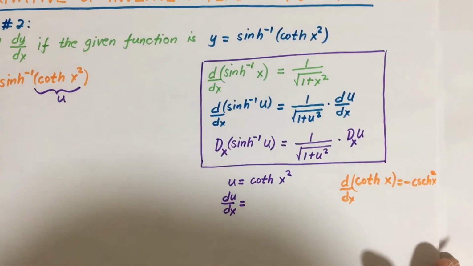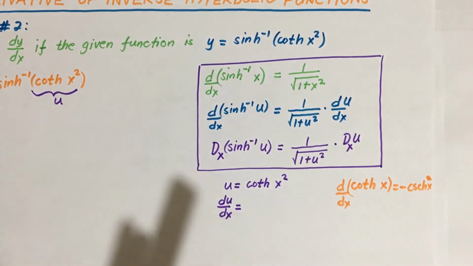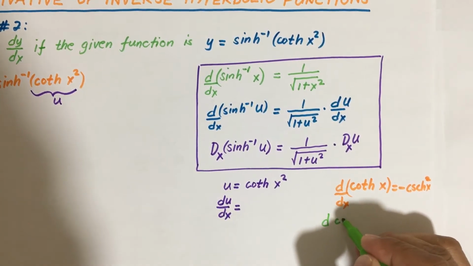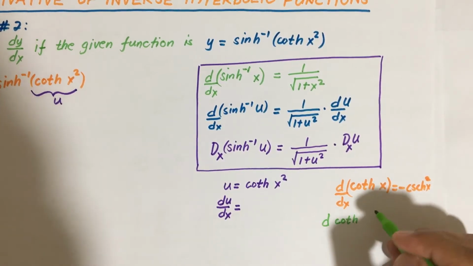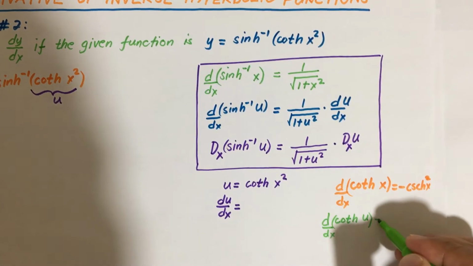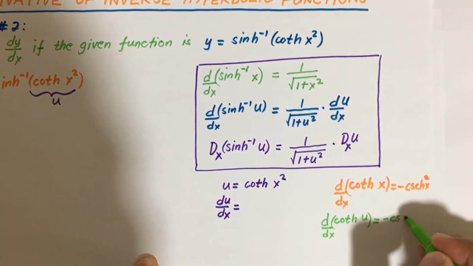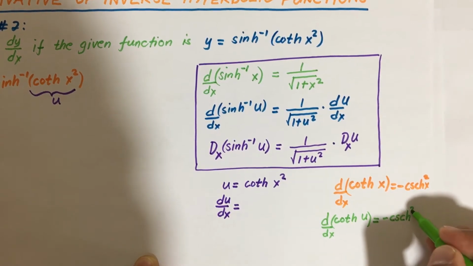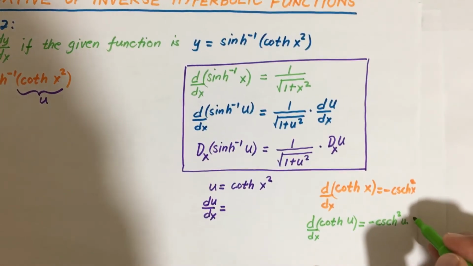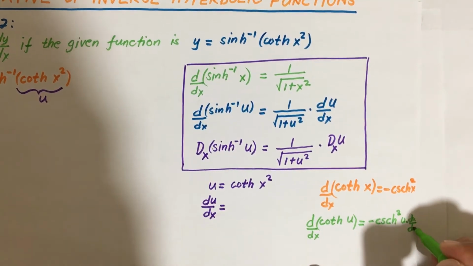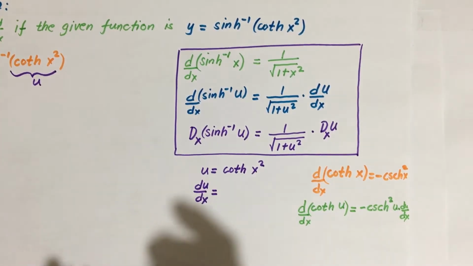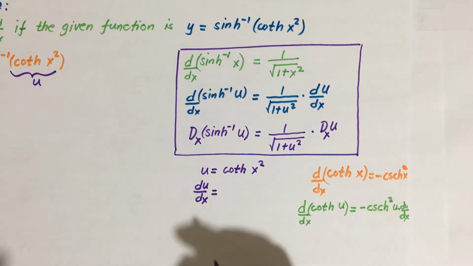or in general, you can also write this as the derivative of hyperbolic cotangent of u with respect to x. This is equal to negative hyperbolic cosecant squared of u, then times the derivative of u with respect to x. Okay, so we'll use this formula to find our derivative of u with respect to x.